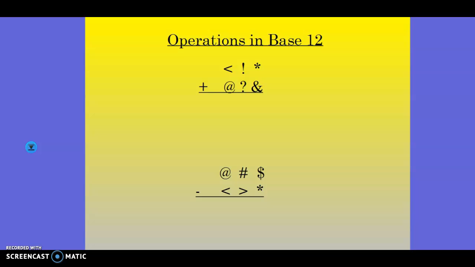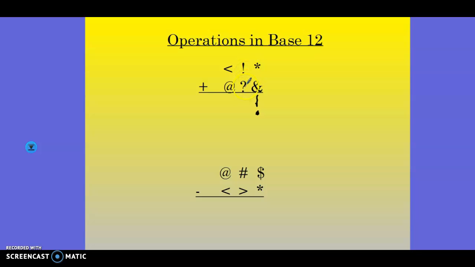All right, so operations in base 12. You've got to have a list of your digits or know your digits, but start with adding. It's as simple as, if it's just like 3, that's a 3. The and symbol is a 2. So 3 plus 2 is 5, so we'd represent that with the exclamation point. No big deal. The exclamation point is 5.